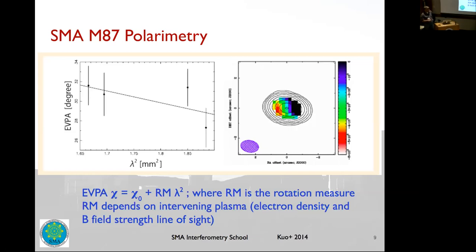If you plot the polarization angle versus lambda squared, that's what we're doing here. We plot the polarization angle versus lambda squared because the SMA has a very broad bandwidth, and we can study the polarization simultaneously across different frequencies. Then we can determine what the rotation measure is. Once we know the rotation measure, we can study properties like electron density and magnetic field strength, and this leads us to figuring out accretion and other phenomena. And this is really important.